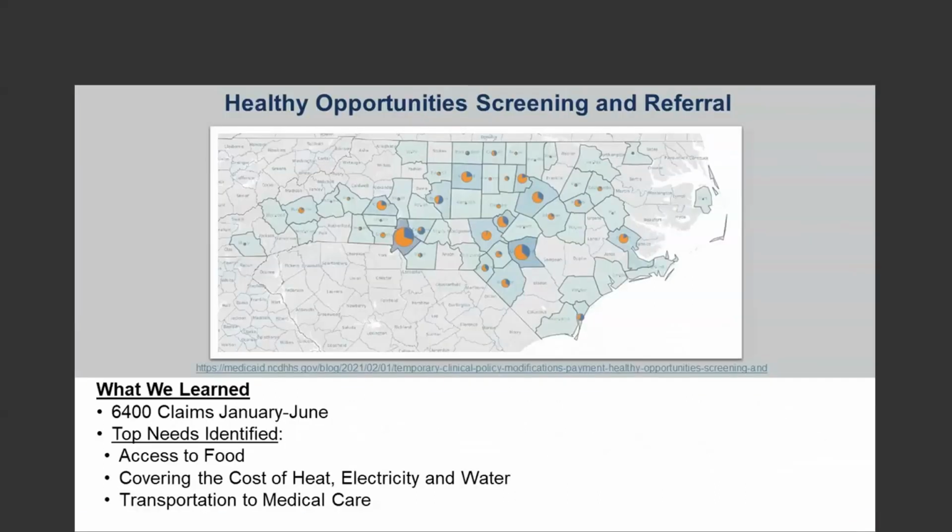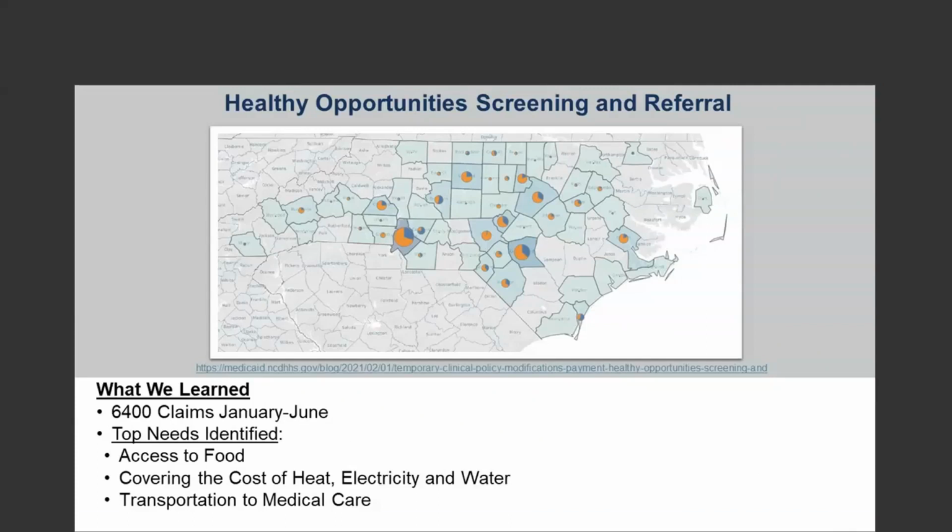So you'll see depicted on the screen in the map, the orange represents areas that received payments. More payments were received by providers in our rural areas versus our urban areas. And with our standard plans, we expect that all plans continue to complete screenings and monitor the extent to which these forms are completed over time for our beneficiaries.